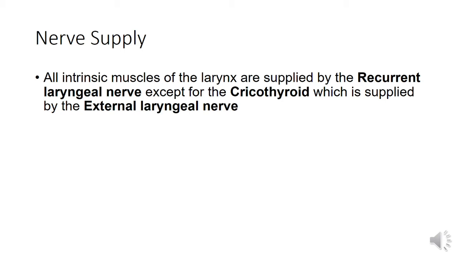Now we'll move on to the next topic, that is the nerve supply. All the intrinsic muscles of larynx are supplied by recurrent laryngeal nerve except the cricothyroid muscle, the first muscle we saw, which is supplied by external laryngeal nerve. There is only one exception, that is the cricothyroid muscle, which is supplied by external laryngeal nerve.